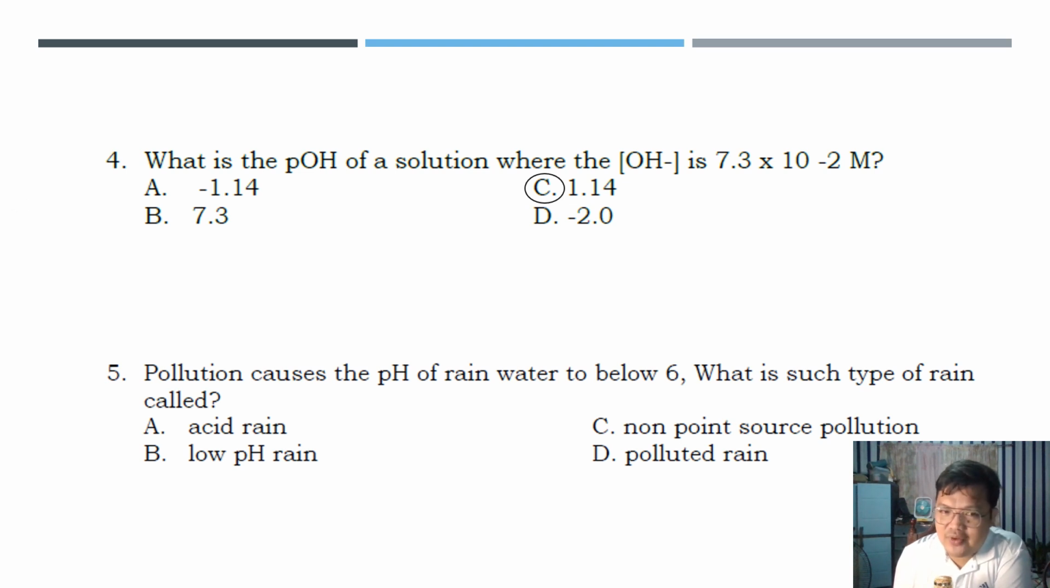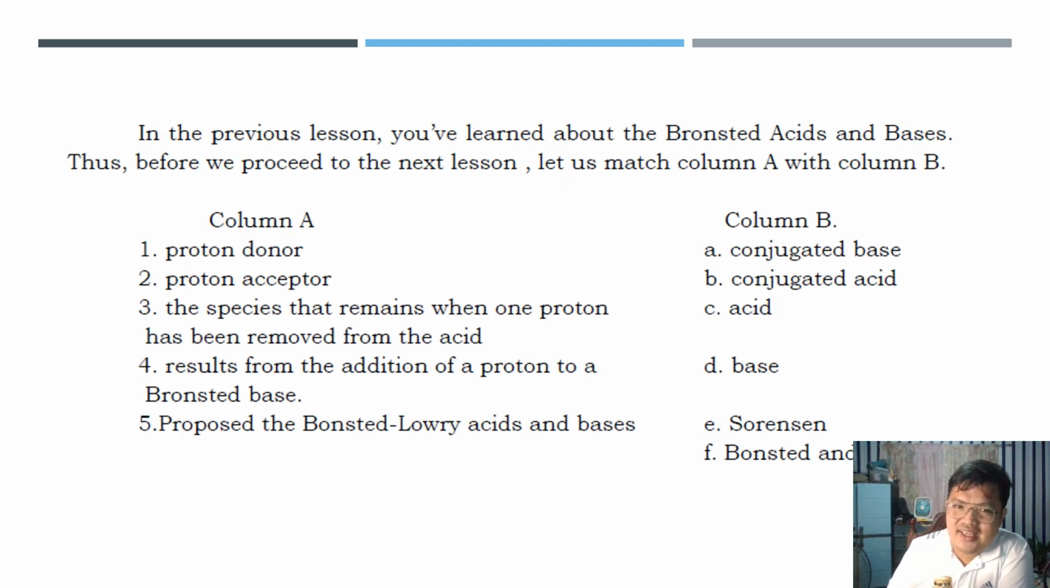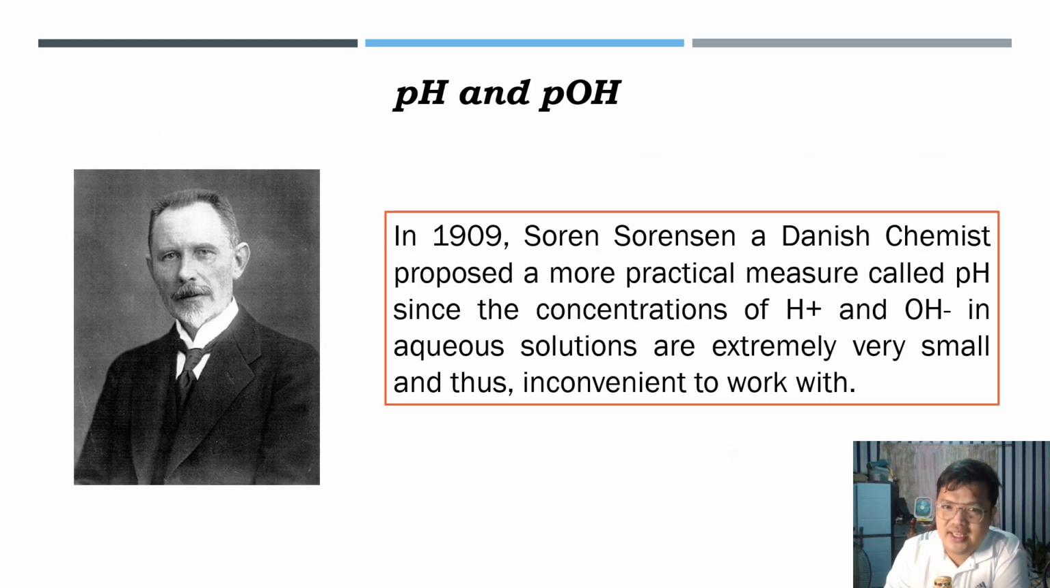Let's come now to number 5. Pollution causes the pH of rainwater to go below 6. What is such type of rain called? A, acid rain, B, low pH rain, C, non-point source pollution, or letter D, polluted rain. What do you think is the answer? The correct answer is acid rain.